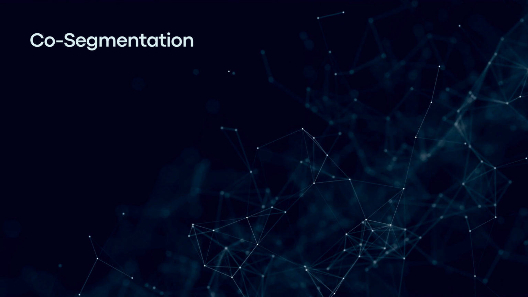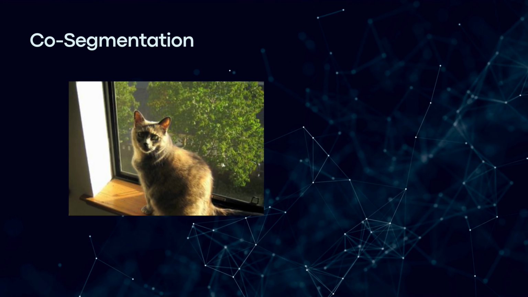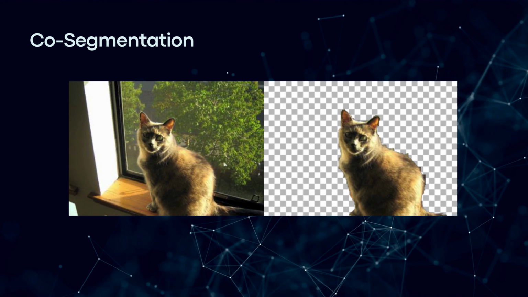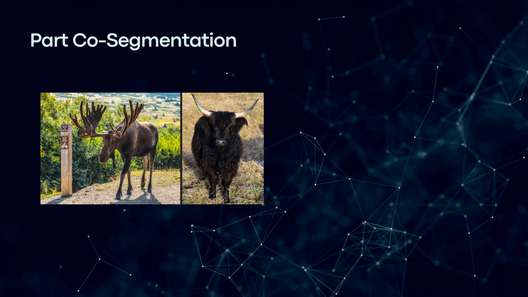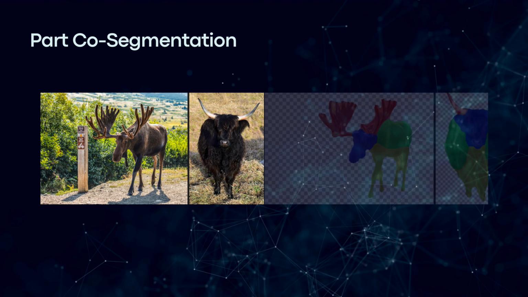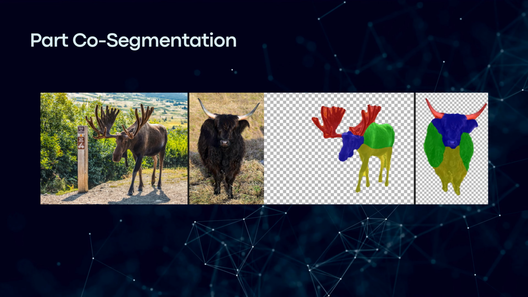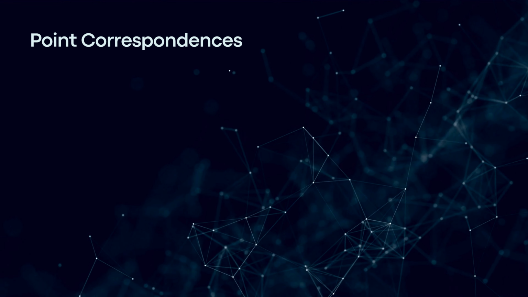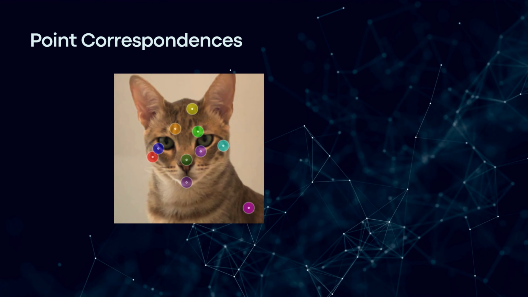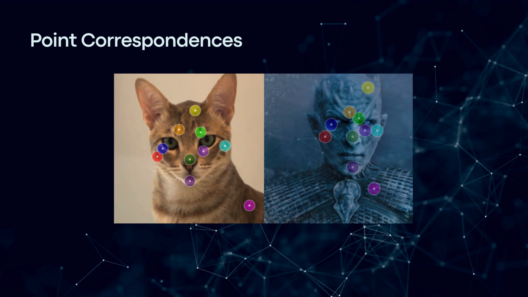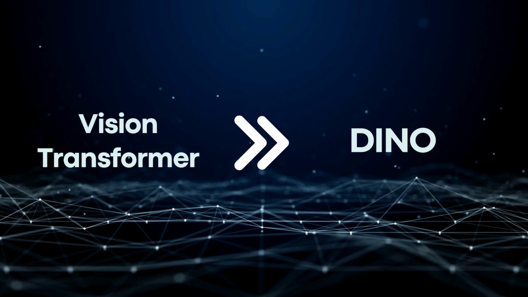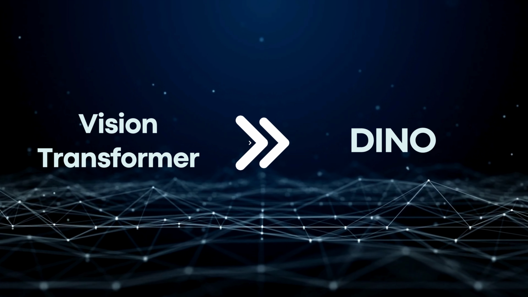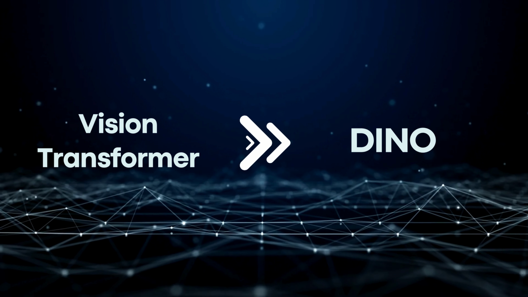These applications include co-segmentation, which segments the foreground. Then there is part co-segmentation, which semantically co-segments common object parts. And point correspondences, which can find matching key points between two images. Just a quick note, the vision transformer used in this research is Dino.